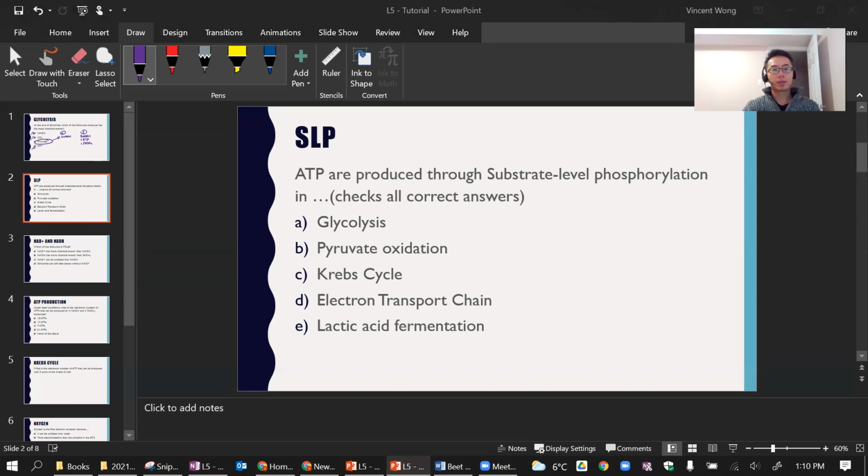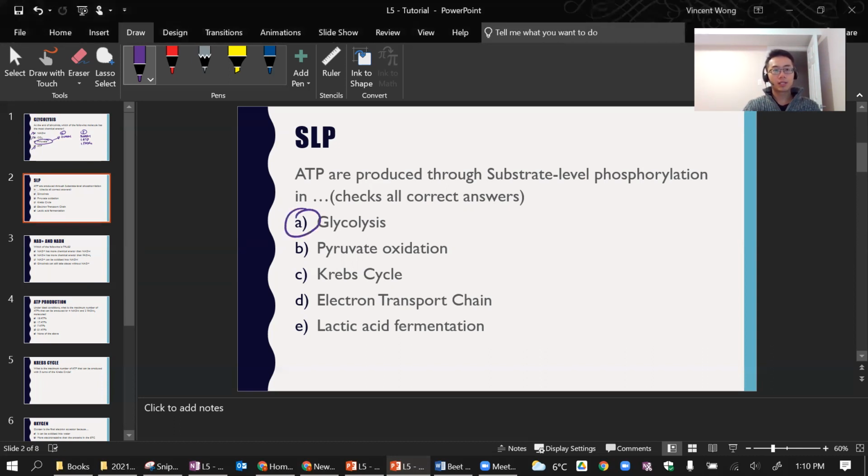We just talked about this, right? From glycolysis and Krebs cycle, 2 ATP are produced this way. Well, 4, okay, but 2 net from glycolysis, and then 2 ATPs per glucose from Krebs cycle. So A and C are the correct answers.